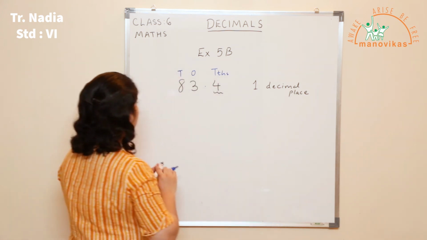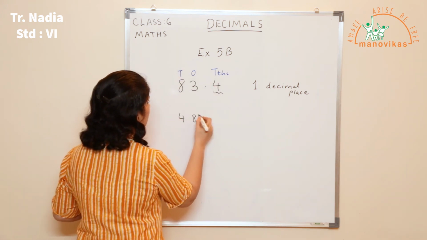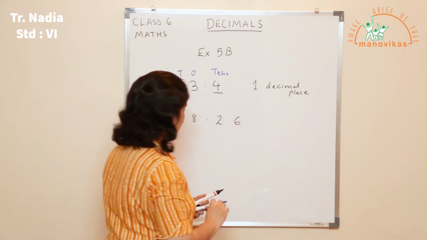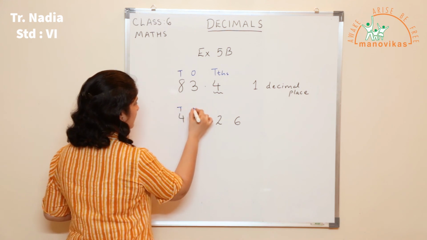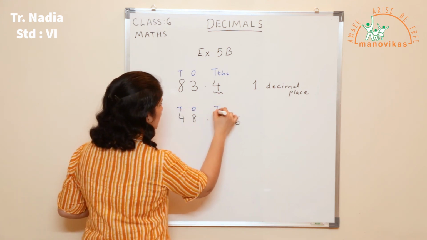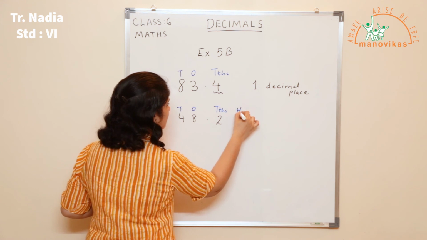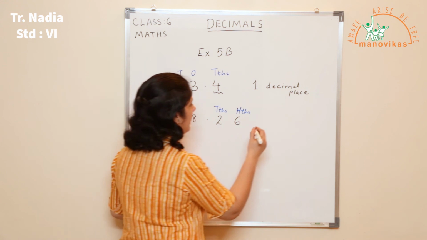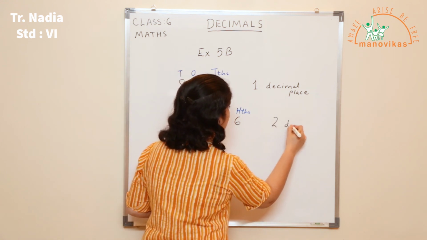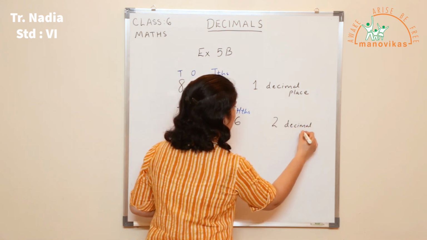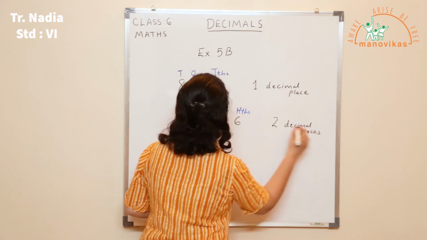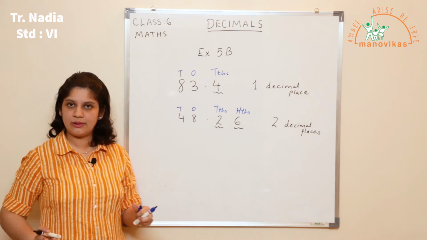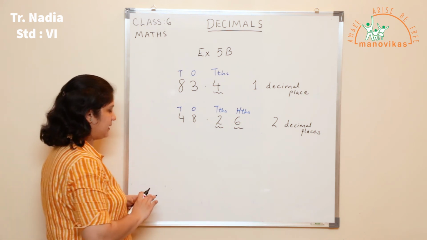Let me take another number, 48.26. Okay, again here I have 4 in the tens, 8 in the ones, 2 in the tenths place and 6 in the hundredths place. What would I say here? That this number has got 2 decimal places, since there are 2 digits after the decimal point. The first number had 1 decimal place, the second number has 2 decimal places.